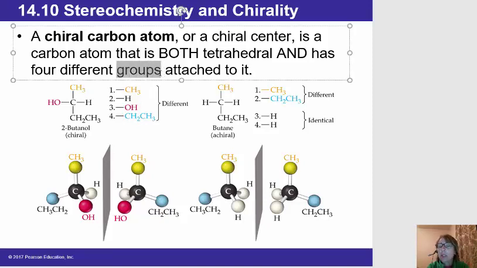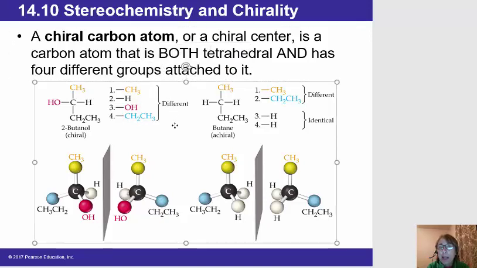And the key here is groups. It doesn't say atoms, it says groups. So on this slide on the left, we have an example of a chiral carbon because this carbon is bonded to 4 different groups, not atoms. So one of the groups is a hydrogen atom, the other group is a hydroxyl. So this carbon's bonded to hydrogen, then OH, and then the other 2 groups are both carbon-containing groups, but they are different groups because one of them is a methyl and the other is an ethyl.